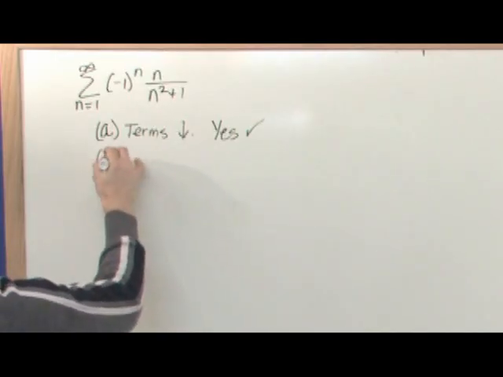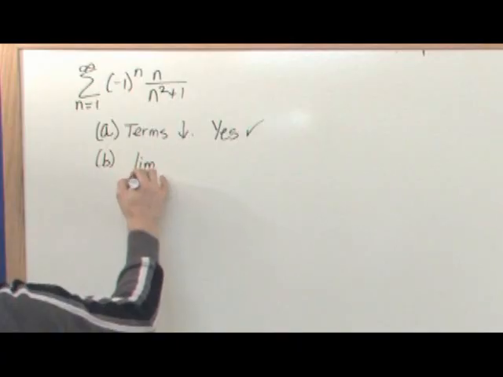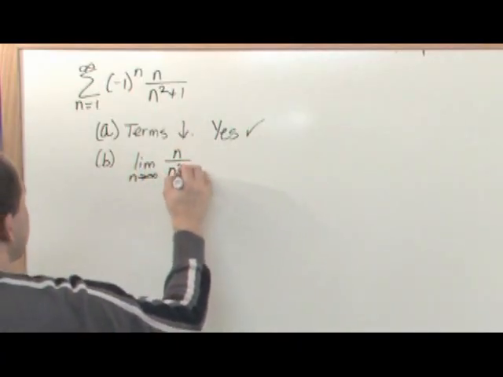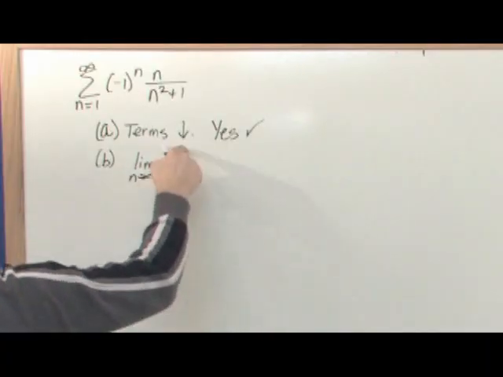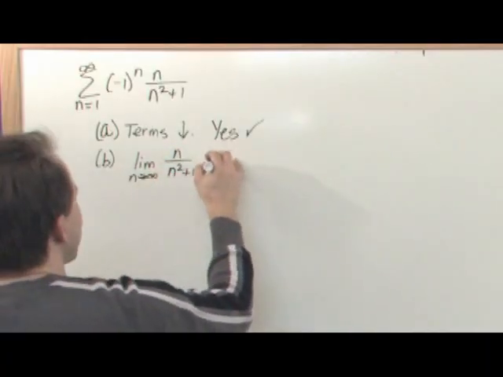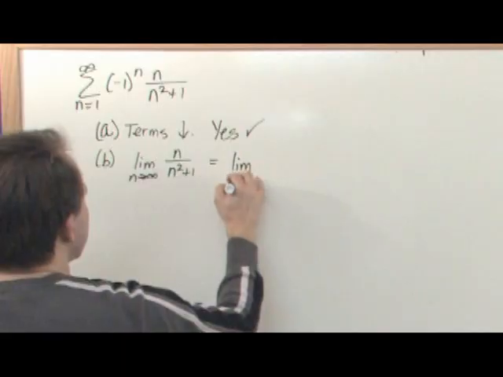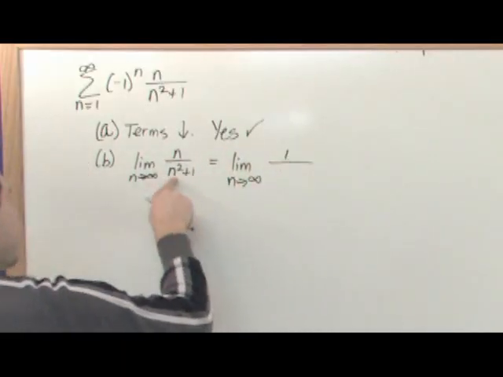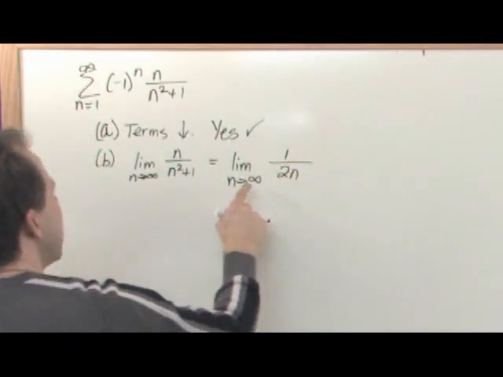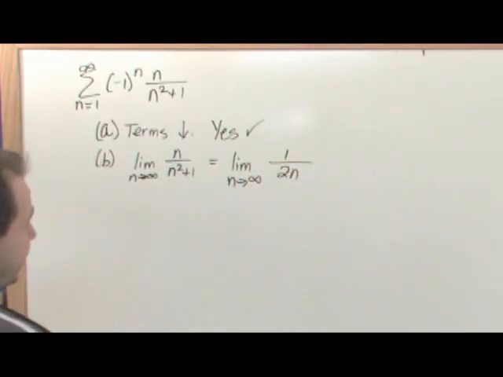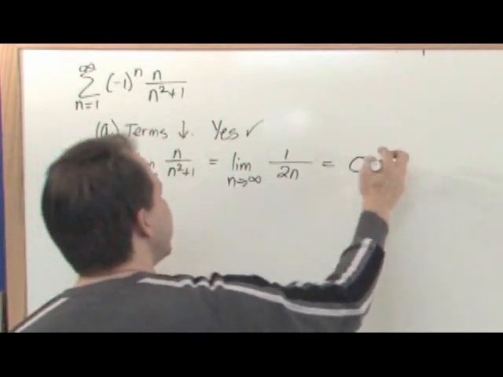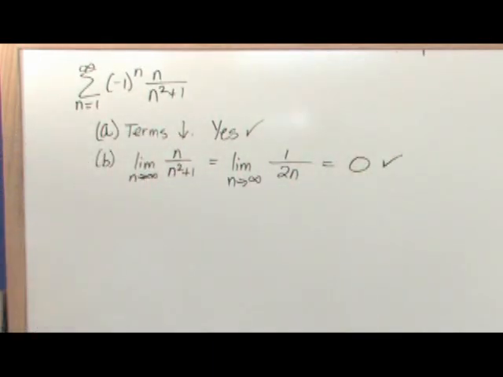And part B, let's go ahead and officially take the limit as n goes to infinity of n over n squared plus 1. And so you're going to have, if you plug in infinity, infinity over infinity, so you're in L'Hopital's rule territory. So you go ahead and do that. Derivative of the top is 1. Derivative of the bottom is 2n. And as you approach infinity there, put infinity in, you'll have 1 over infinity, which is 0. So the terms do approach 0. So both criteria are met.